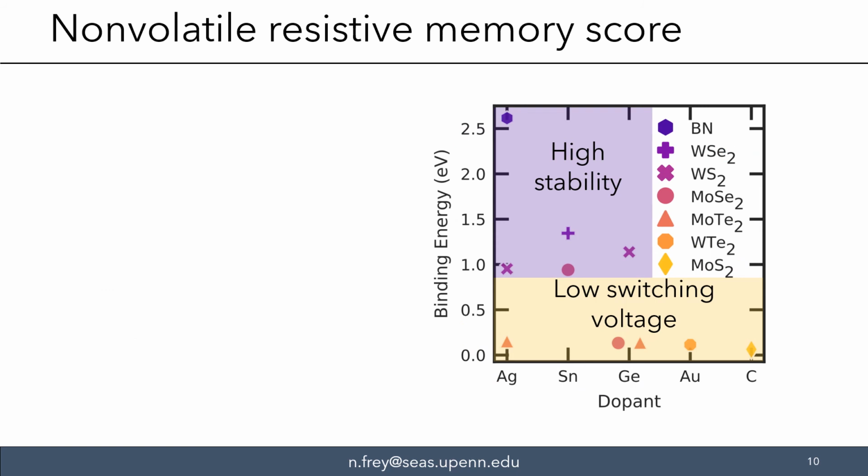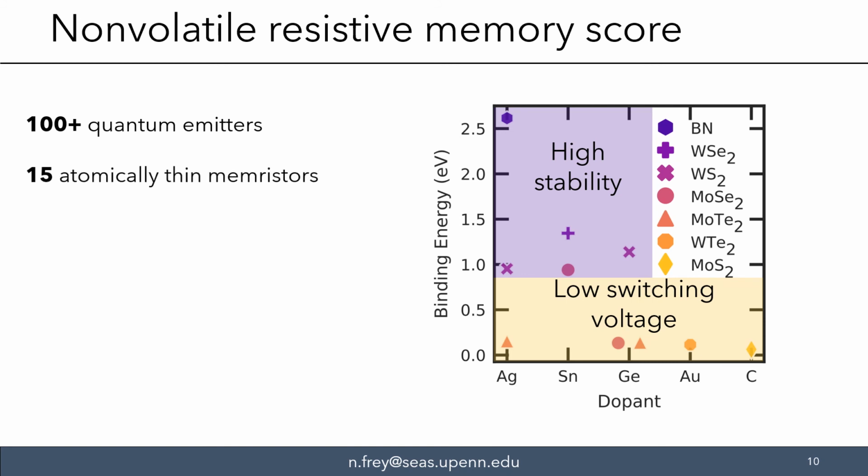We do a similar kind of ranking for the non-volatile resistive memory devices, looking at defects in particular based on their binding energy, where we have identified defects that are very stable and others that have a really low switching voltage. So both potentially interesting for different neuromorphic type technologies. So these scores have allowed us to quickly identify and propose over 100 interesting defects for quantum emission and 15 unique candidates for the atomically thin memristor application.